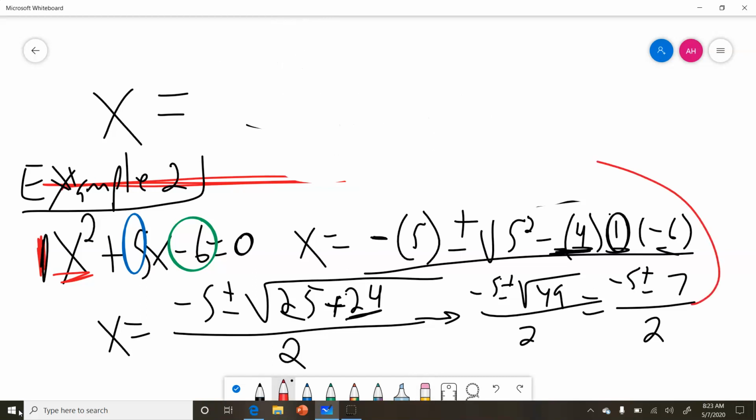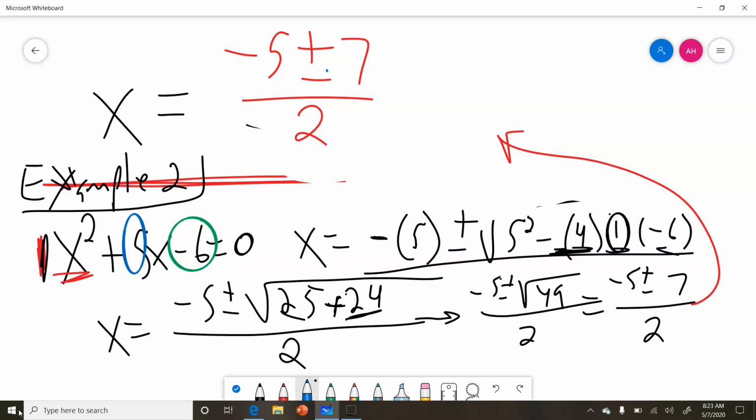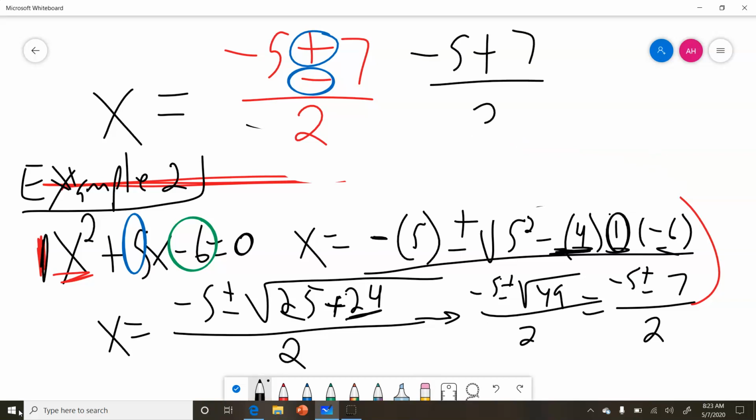Okay, now coming up here, I have negative 5 plus or minus 7 divided by 2. So I just solve it two ways. One way I do with the negative, one way I do with the positive. Okay? So now I'm going to take this and do -5 plus 7 divided by 2. That equals, what's -5 plus 7? 2 divided by 2. So one answer is 1. X equals 1.